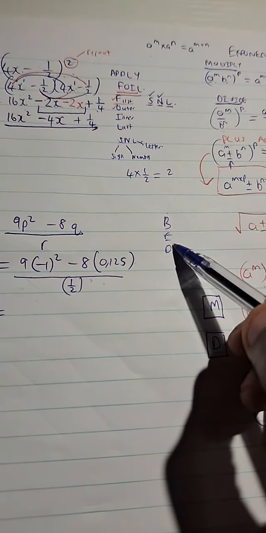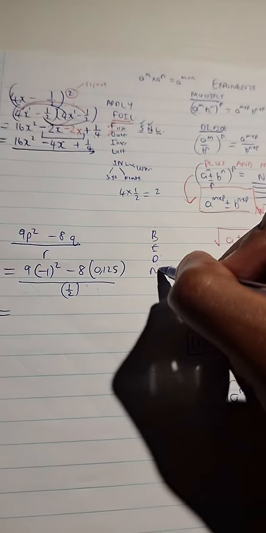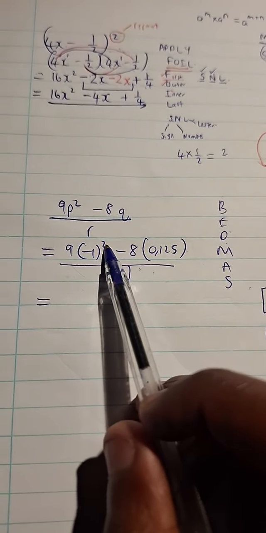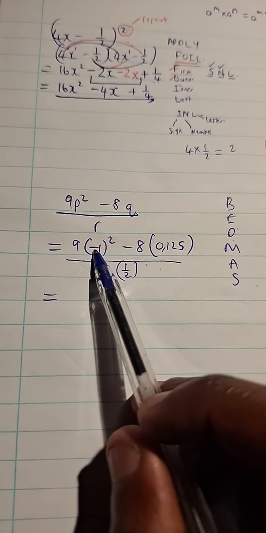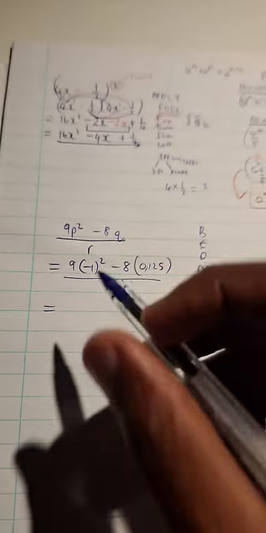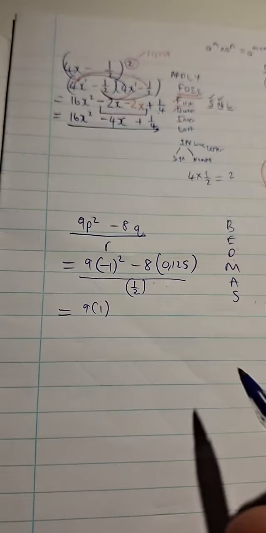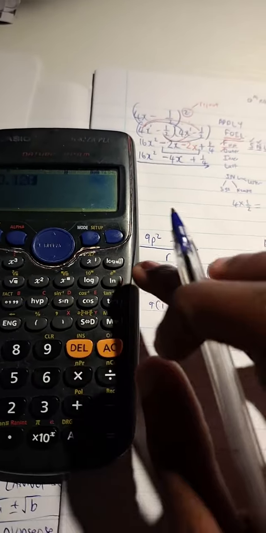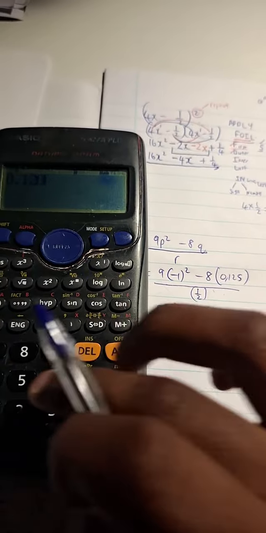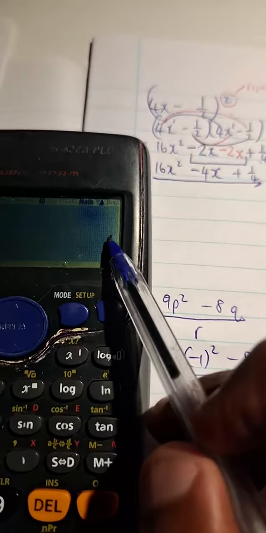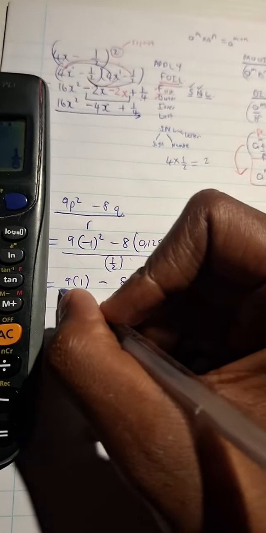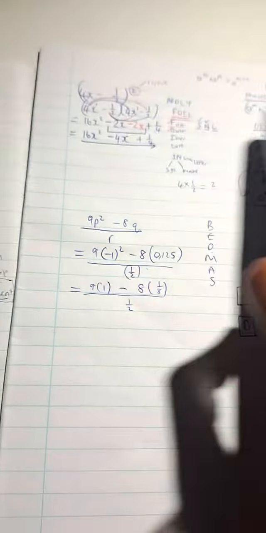We start with the brackets, followed by the exponents, then division, then multiplication, then addition, then subtraction. So -1 squared, when you apply a square to the negative sign, it becomes positive. So this is the same thing as 9 times 1, minus the 8. Now 0.125, guys, as a fraction, you type 0.125 and press equal, and you get a nice fraction there of 1/8. So 8 times 1/8, you'll be very interested to see what the answer is there.